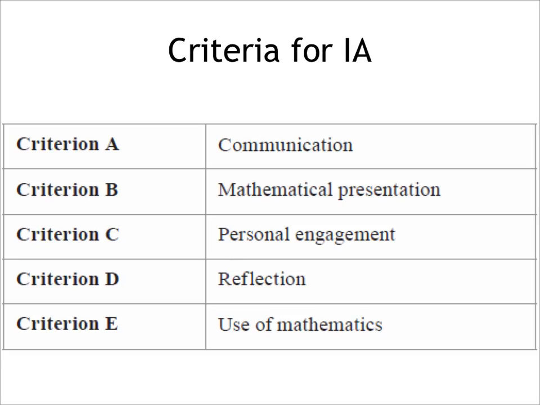All right, move on. These are the criteria for the IA. There's 5 criterion. You've got communication, mathematical presentation, personal engagement, reflection, and use of mathematics. Now, in the next few slides, I'm going to be going through these 5 different criteria, explain how many points each ones are worth, how you get those point values, and hopefully be able to give you an idea of what's going to be required for your internal assessment so that you can start thinking about what you want to do. Okay? So, let's go ahead and look at some of these. All right? Let's move on.